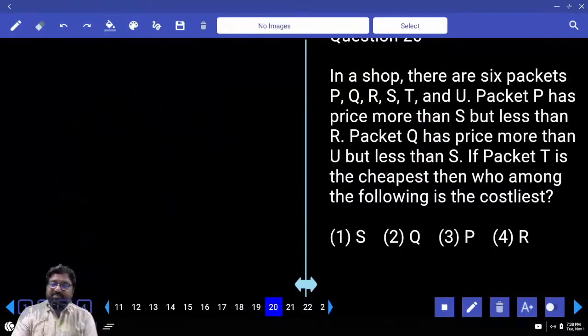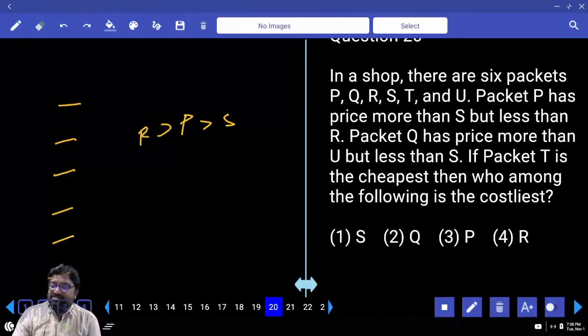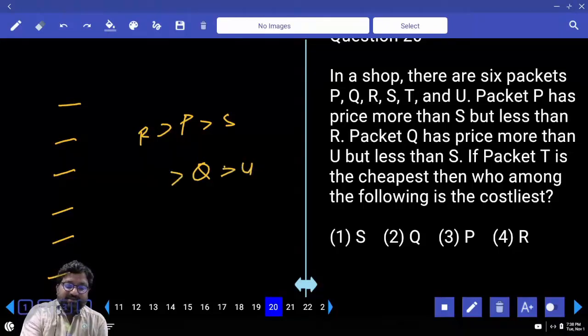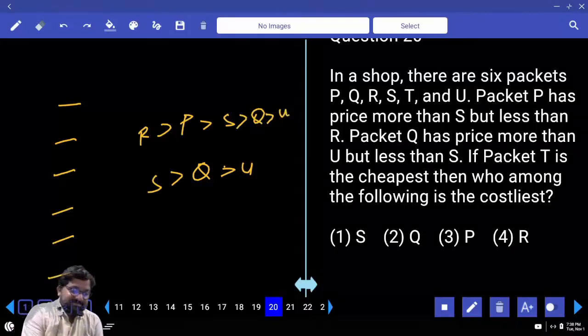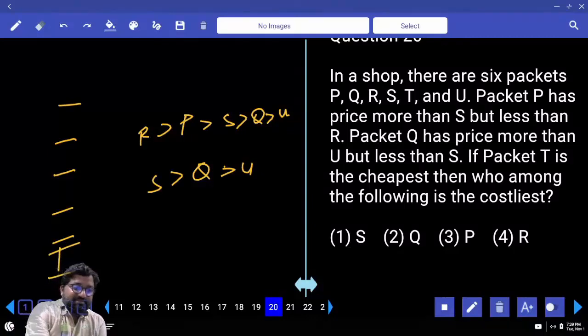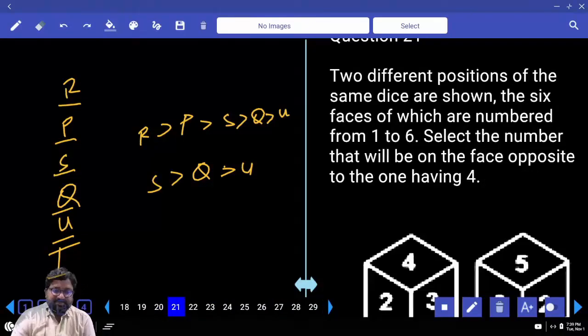In a shop there are 6 packets, PQRSTU. Packet P has a price more than S but less than R. Packet Q has a price more than U but less than S. After S, Q. After that, U. If packet T is the cheapest, T is last overall. So it's done: R, P, S, Q, U. Question, what's the costliest? R.